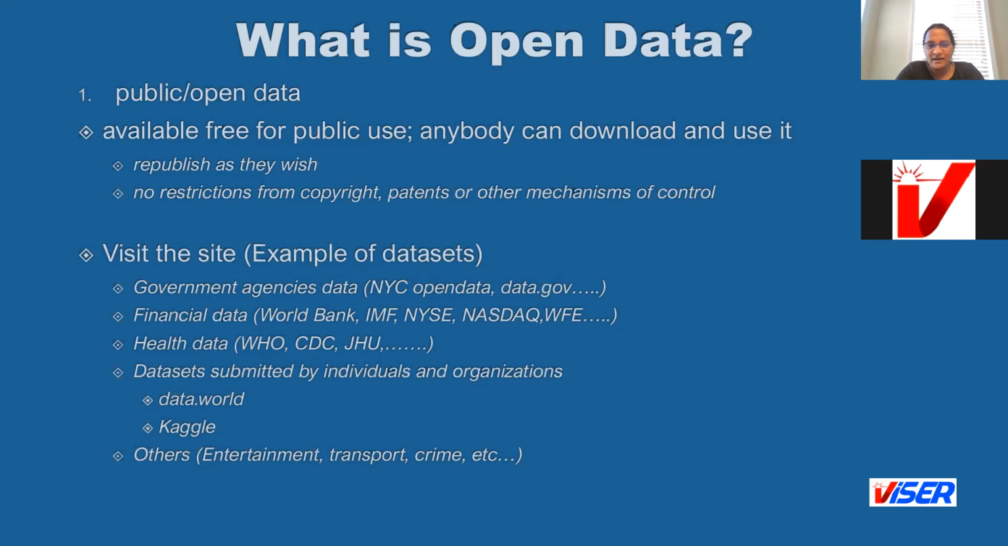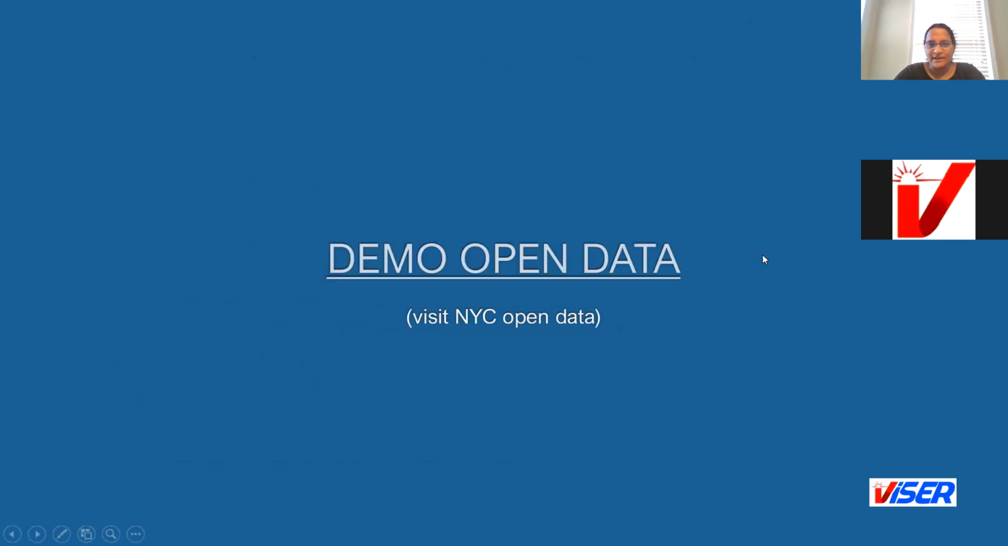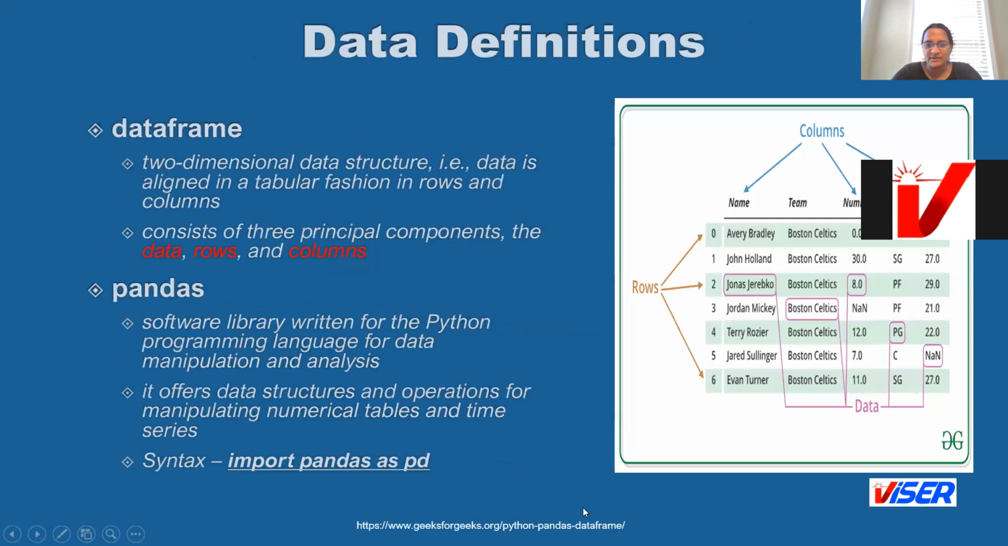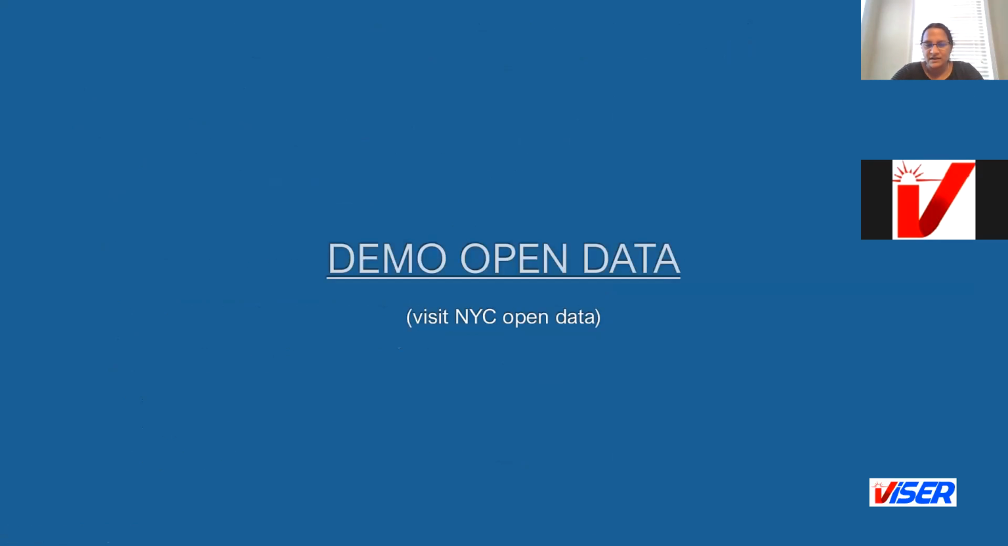And then there are some other kinds of data sets. For example, entertainment, transport, crime, frauds, even banks, all kinds of data sets are available. So let me quickly take you to these open data sites, the different sites which I have mentioned. Let me take you to those sites, and I'll show you how we can download from there, and how these data sets look like. So I'll share my screen with you.